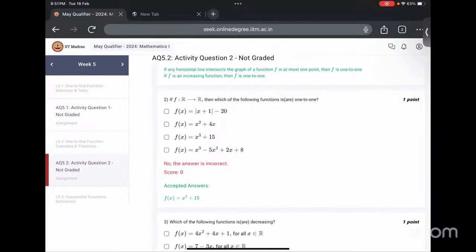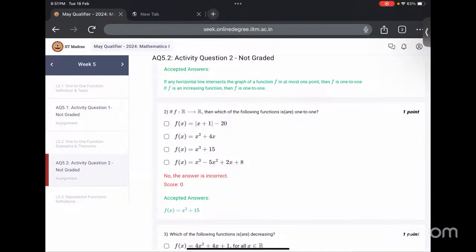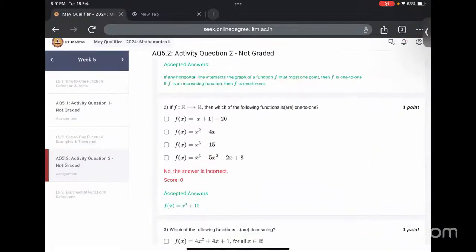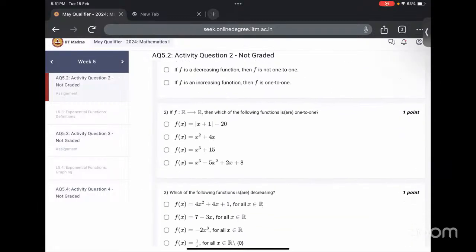Activity 5.3, question number 2 now. This one. Madam, for the fourth option, we'll finish 5.2 first, then we'll go. For the fourth option, how do we have to find out, madam? We have to draw a graph and do the horizontal test. Yes, you can draw the graph and do the horizontal test.